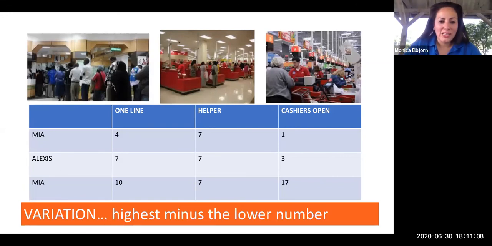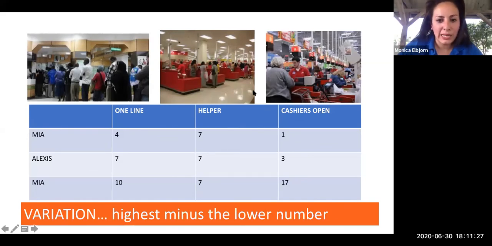So can someone help me get the average of each scenario? Can someone add up 4 plus 7 plus 10 divided by 3?